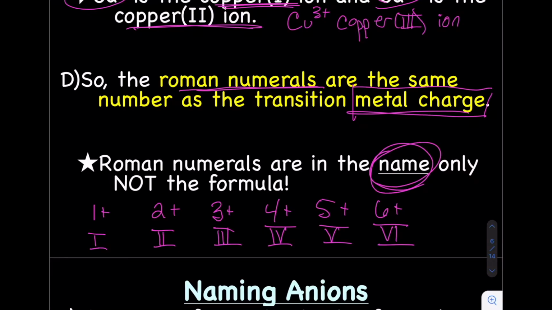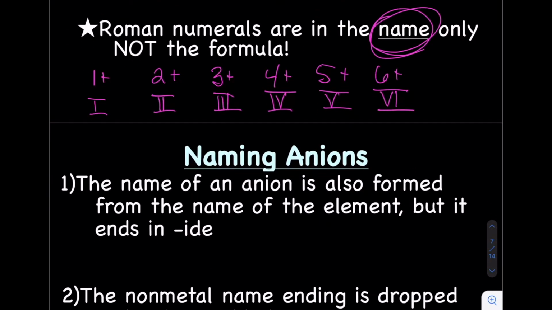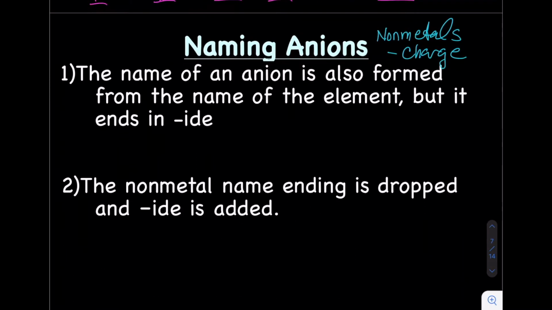All right, so now let's talk about naming anions. Anions are the nonmetals, and they have a negative charge. Okay. The name of the anion is also formed from the name of the element. So you still look up the name on the periodic table, but you drop the ending and add IDE. And this probably sounds a little bit familiar to you.